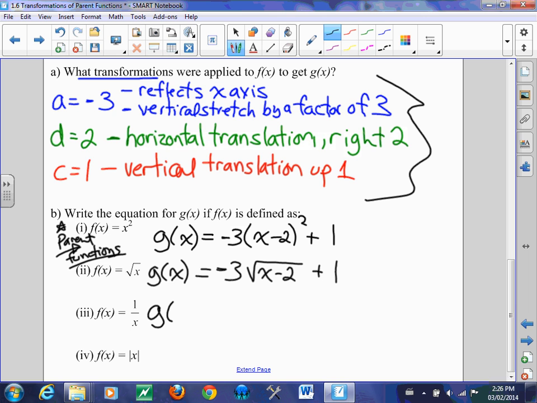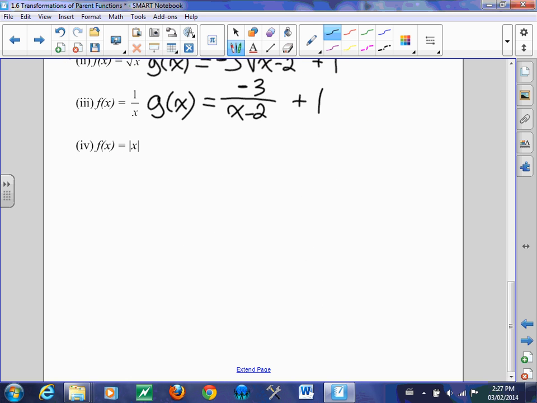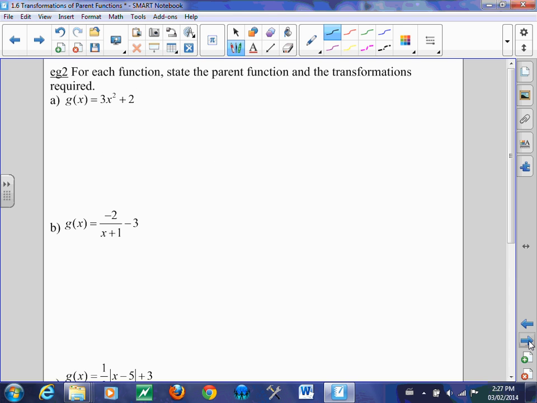Okay. G of x, when you take a look at the third one for absolute value, remember, a goes on top. Then it's going to be x minus 2 on the denominator, and then add 1. C is usually the easiest one to add, ladies and gentlemen. And your last one, g of x equals -3, which is your a out front, x minus 2 in the absolute values, plus 1. All right, let's flip to the next page.